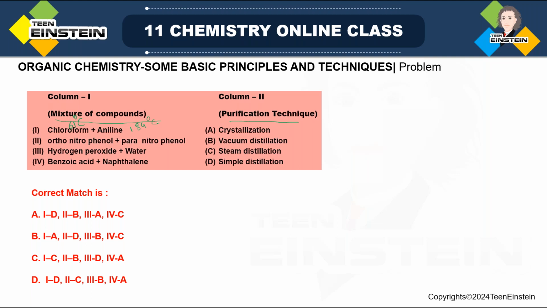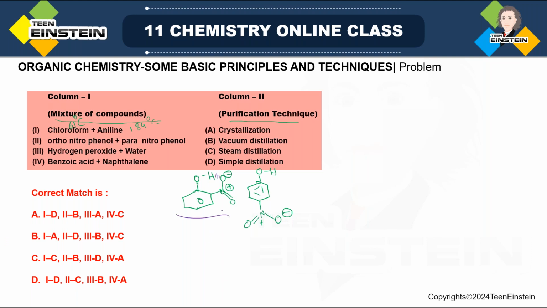Then we have orthonitrophenol and paranitrophenol. This particular example I have already discussed when we studied steam distillation. In orthonitrophenol, the OH and NO2 groups are close to each other. But in paranitrophenol, they are far from each other, right? So intramolecular hydrogen bonding is possible only in the case of ortho, not in the case of para. And this intramolecular hydrogen bonding is like this.